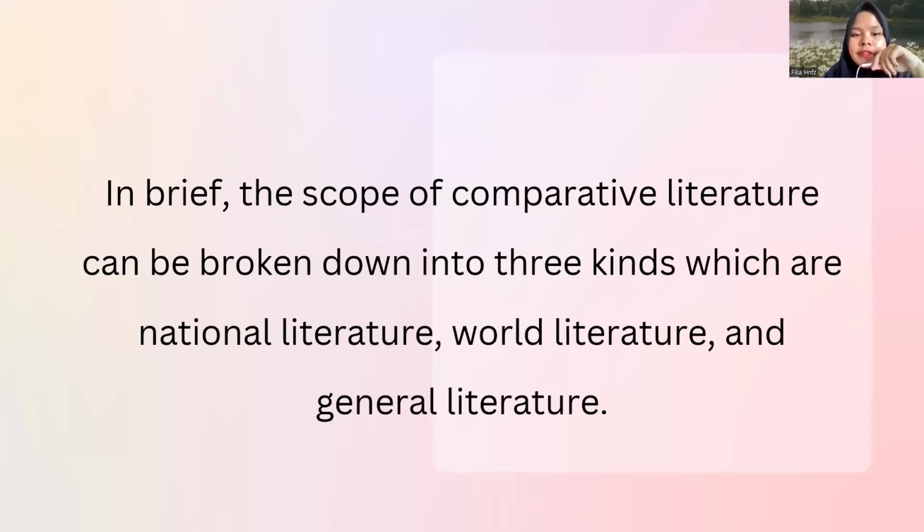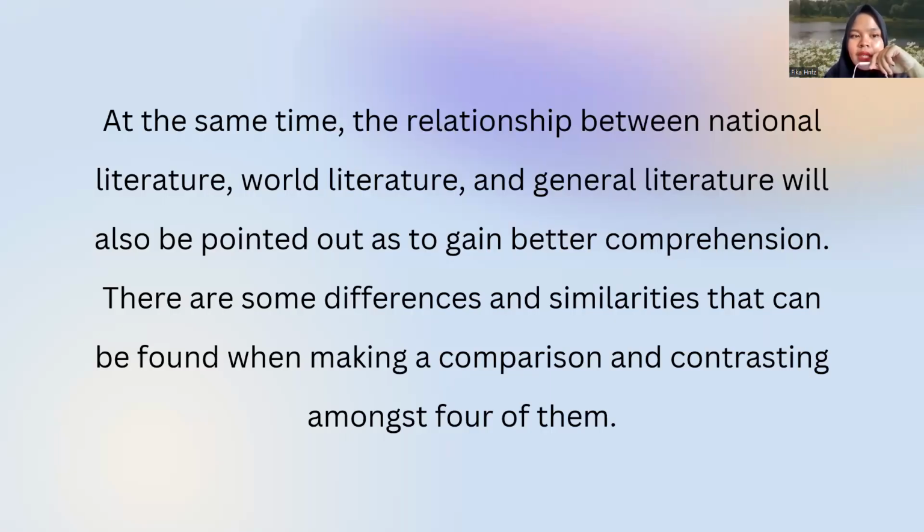So in brief, the scope of comparative literature can be broken down into three kinds, which are national literature, world literature, and general literature. At the same time, the relationship between national literature, world literature, and general literature will also be pointed out to gain better comprehension. There are some differences and similarities that can be found when making a comparison and contrast amongst the three of them.